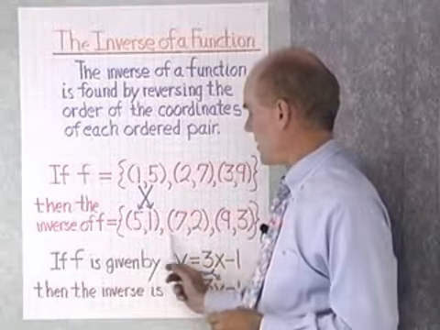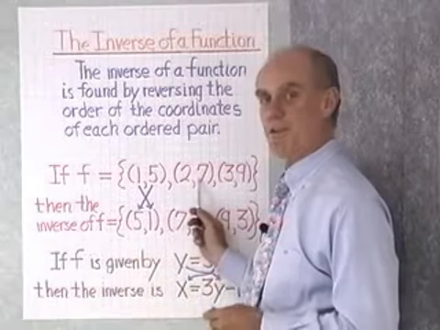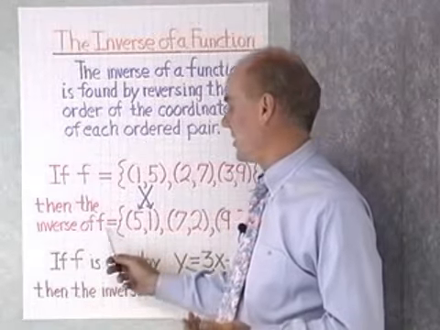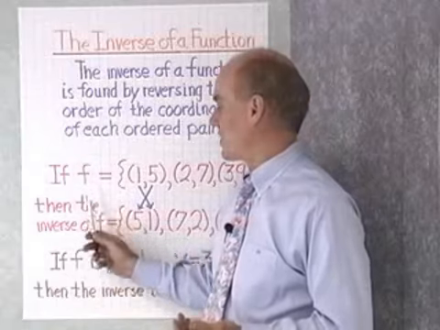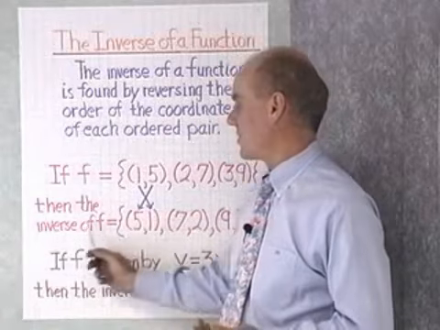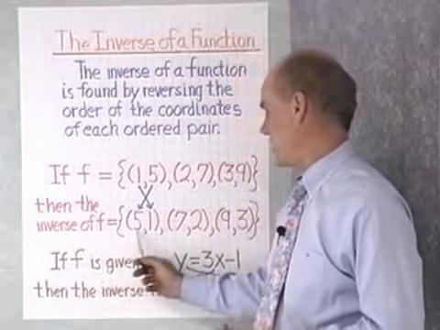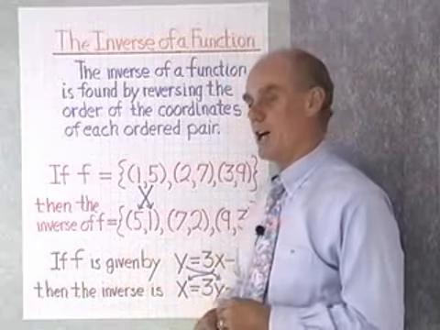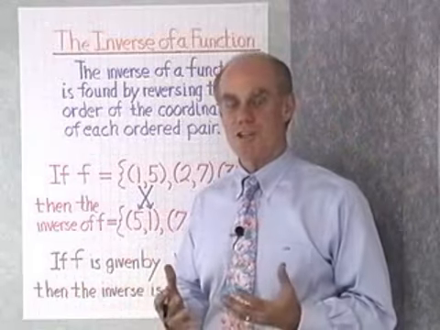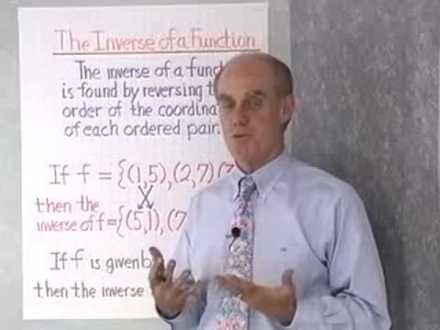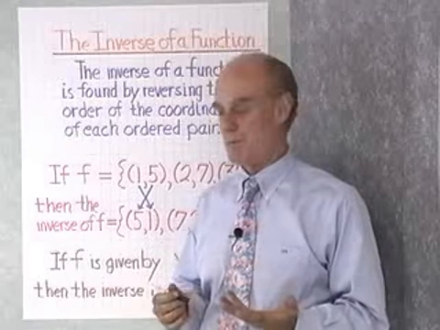Now this set of ordered pairs right here, which is different than this set right here, is the inverse of my original set. So if f is this set of ordered pairs, the inverse of function f is this set of ordered pairs right here. Now, we're not usually given a set of ordered pairs to define a function. Usually we're given a rule that tells us how to get the ordered pairs.